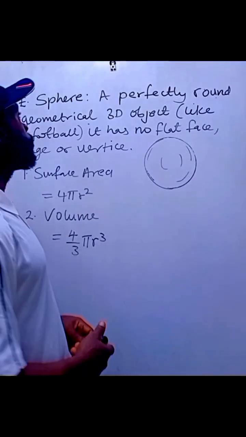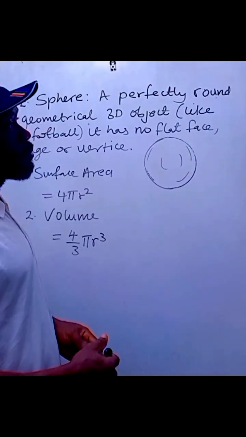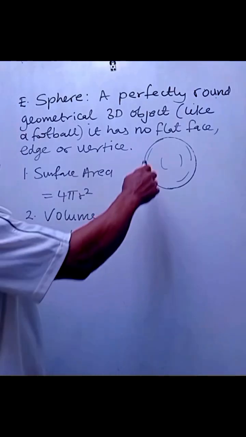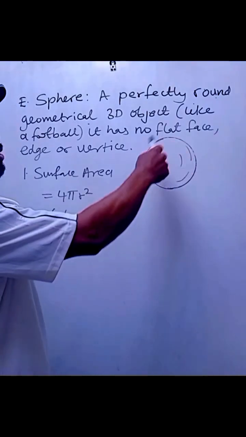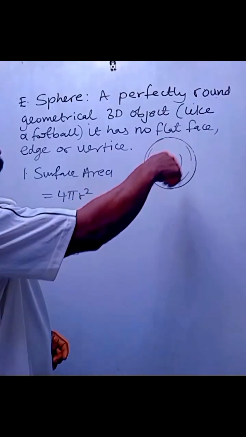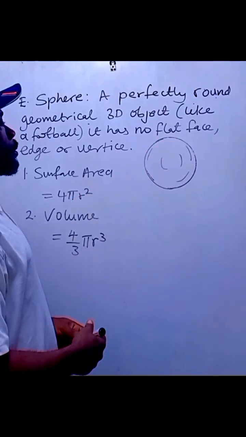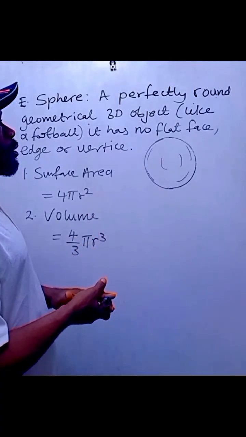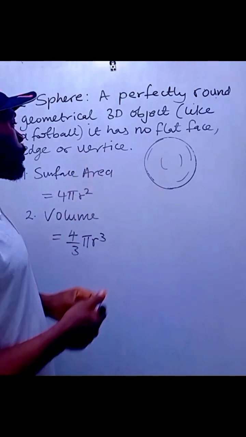A sphere is a perfectly round geometrical 3D object, like a football. So it has no flat face, it is round, and it has no edge, and it has no vertex. So a sphere is round like a football.